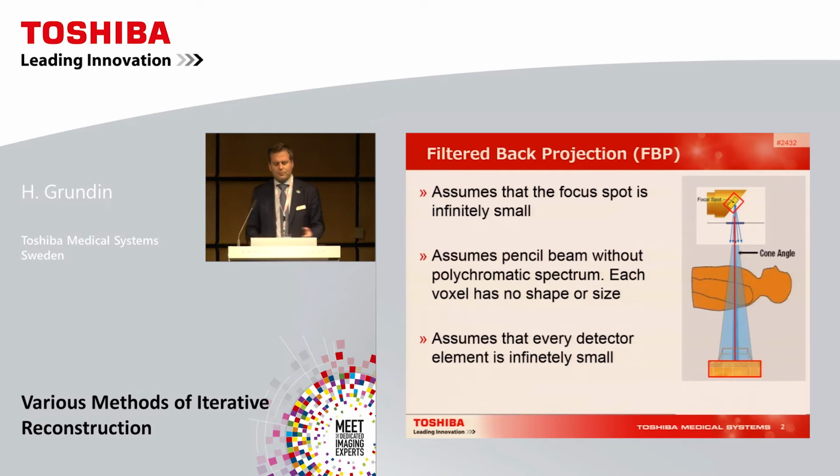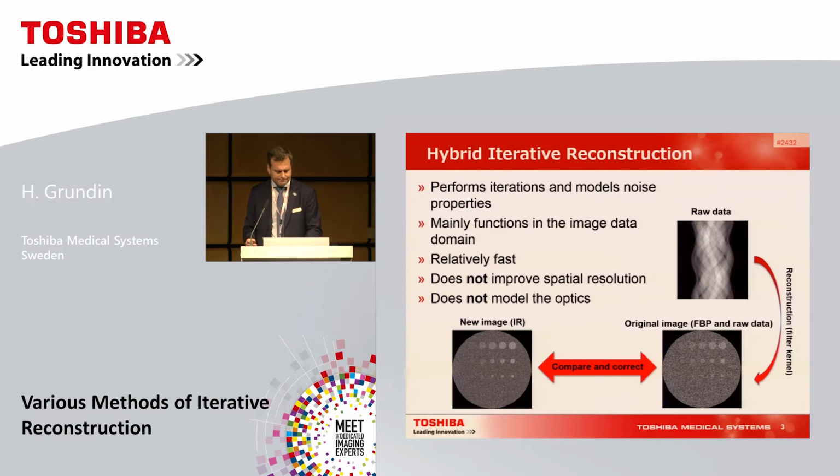Filtered back projection also assumes that the radiation beam is like a pencil beam without a polychromatic spectrum, so a very thin beam and no polychromatic X-ray spectrum. Each voxel inside the patient is considered infinitely small, so we don't have a size and shape on the voxels in the patient, they are just small dots. The same thing goes for the detector elements, they are also considered infinitely small. So everything is basically dots and pencil beams in filtered back projection. And in filtered back projection, you will also have a trade-off between spatial resolution and noise, which is linear. So if you increase your noise, you will also decrease your spatial resolution.